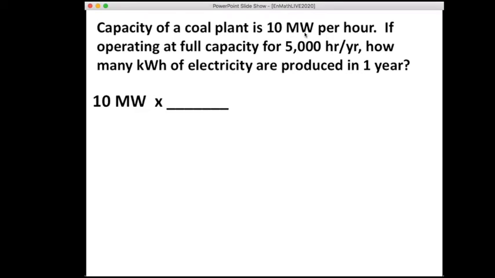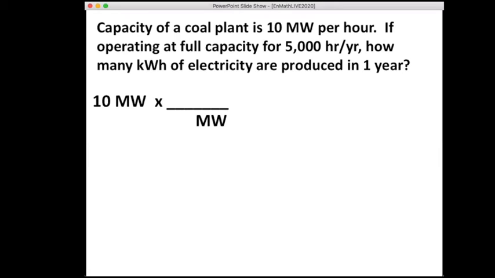The first thing I want to do, since my final answer is what I want to know, is how many kilowatt hours. So I know I'm going to have to change megawatts into kilowatts. So the very first thing I'm going to do is a unit conversion. And let's follow those steps from before. I want megawatts to cancel, so I put it on the bottom.